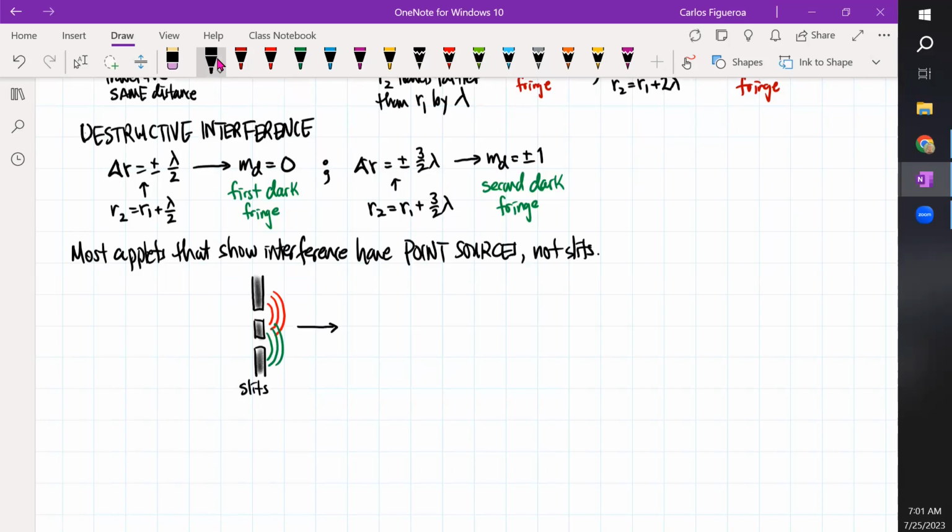Many of the applets that we're going to look at are not going to be that. What they're going to be are these point sources. And these point sources are going to be emitting waves in a very analogous way to the 2 slits. In fact, they're equivalent. One can't differentiate between the two. And these are going to be 2 single point sources.